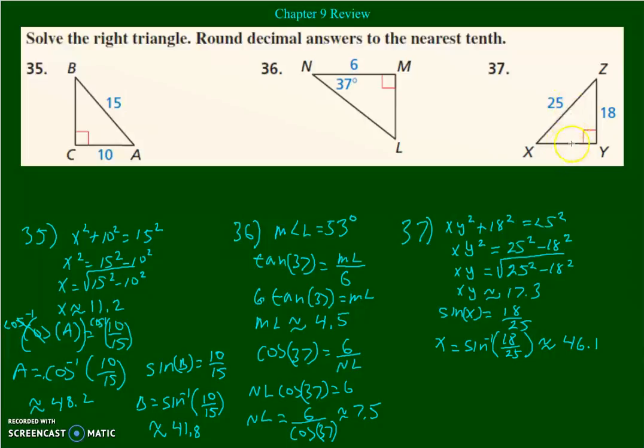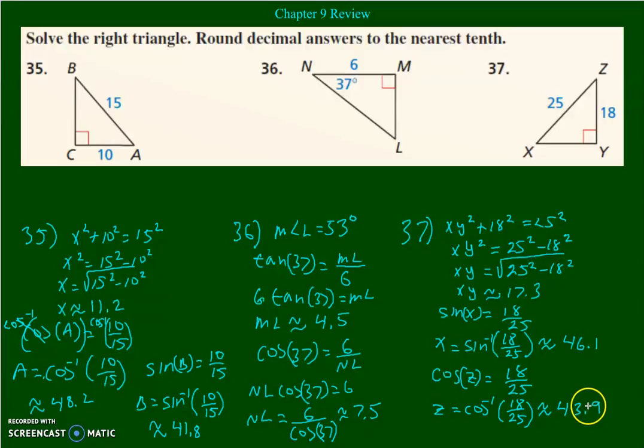And now to find z, caught a horse. Again, I don't want to use a calculated value to find any angles, any approximated values, to avoid compounding error. Caught a horse. So cosine of z is 18 over 25. Take the arc cosine of both sides. z equals arc cos of 18 over 25. You're always going to use arc functions to find the angle. So that's approximately 43.9.